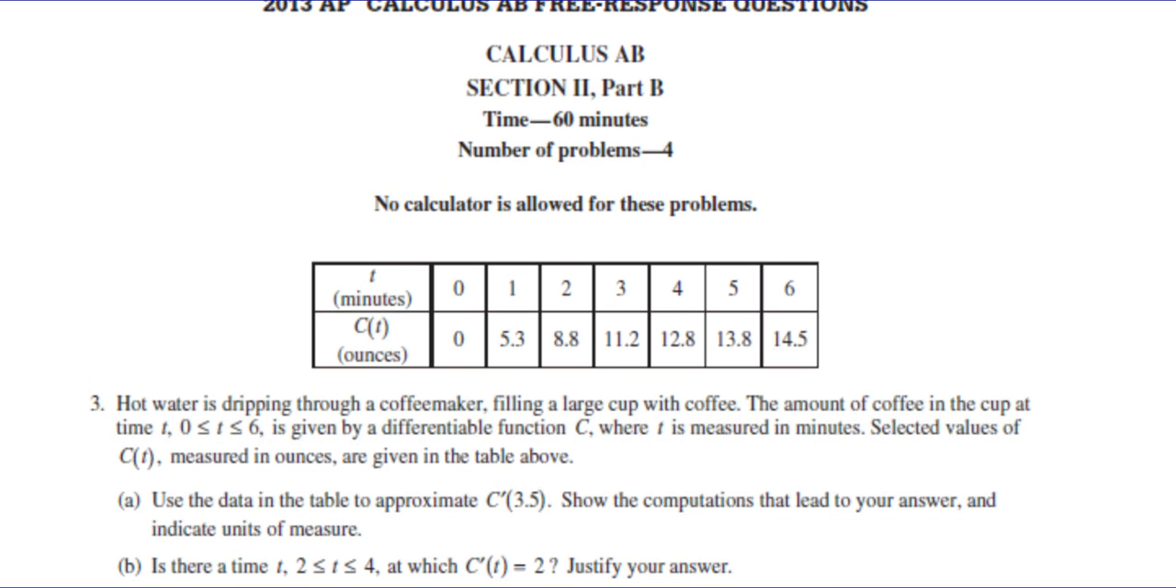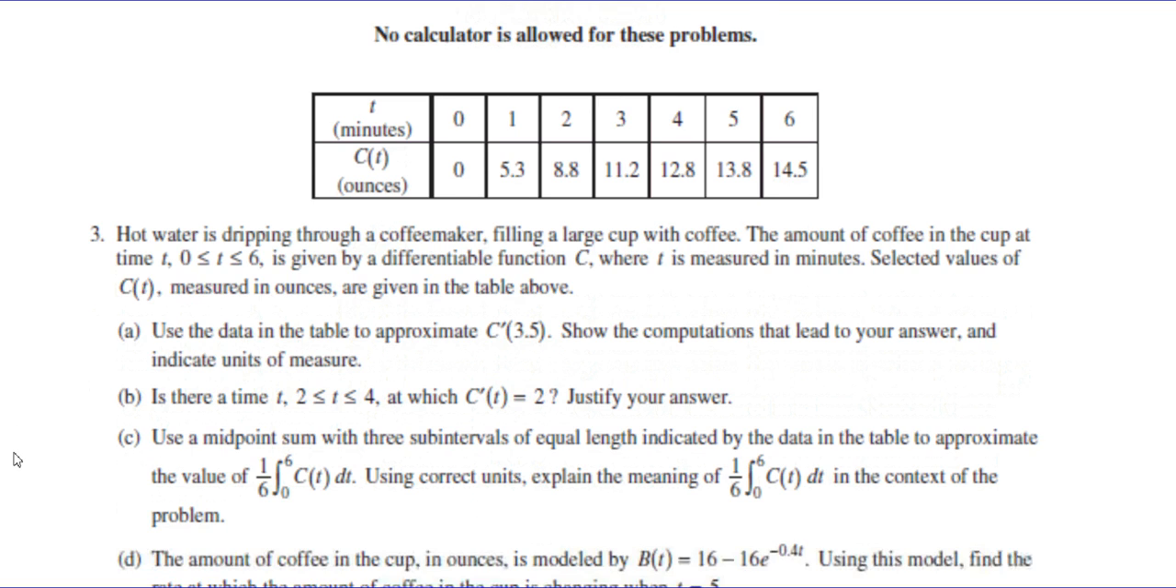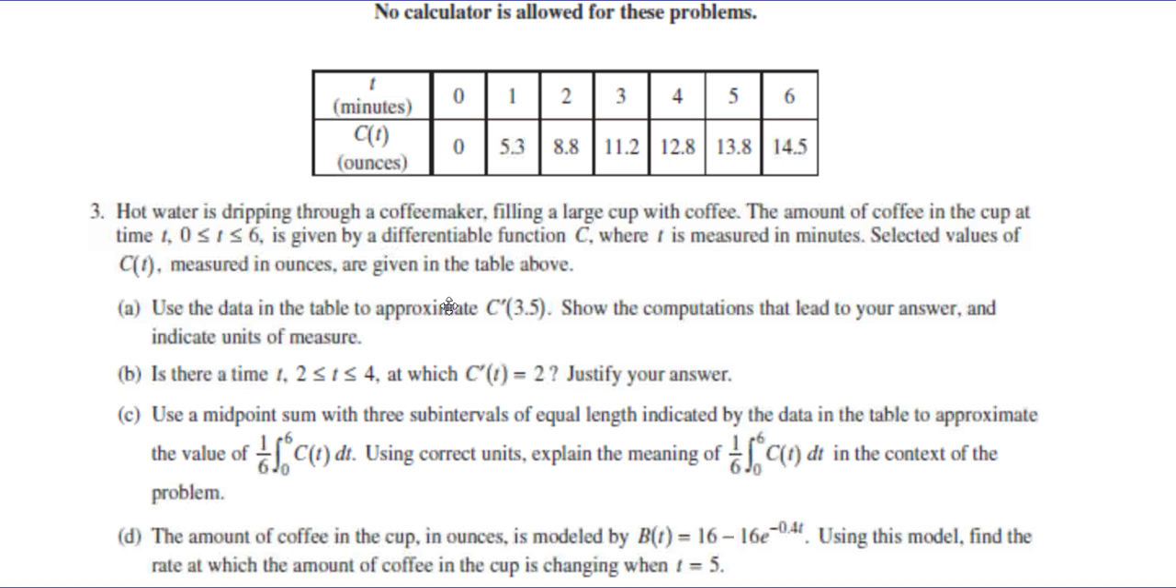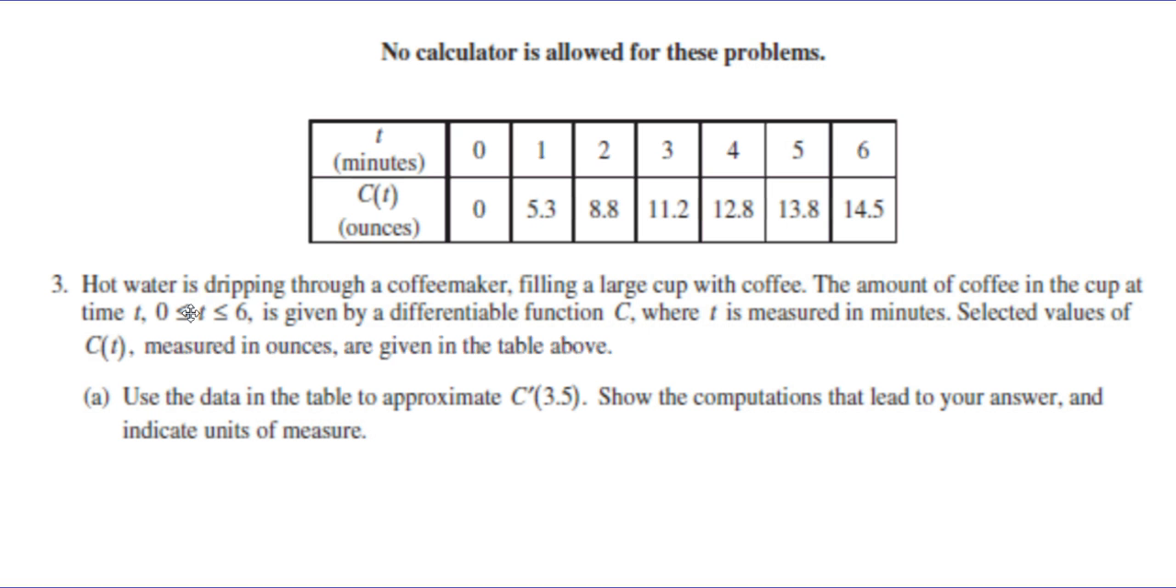Well, in 2013, they have a table problem. Listen to this. It says, hot water is dripping through a coffee maker, filling a large cup with coffee. The amount of coffee in the cup at time t, 0 to 6, is given by a differentiable function c, where t is measured in minutes. Selected values of c of t, measured in ounces, are given in the table above. All right, so we're going to go through this step by step. I'm going to make two videos, first going through A and B, and then we're going to go through C and D. So without further ado, let's check out part A.